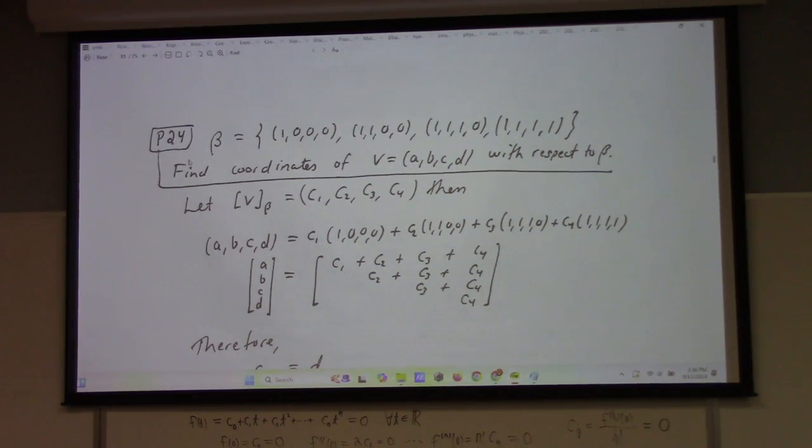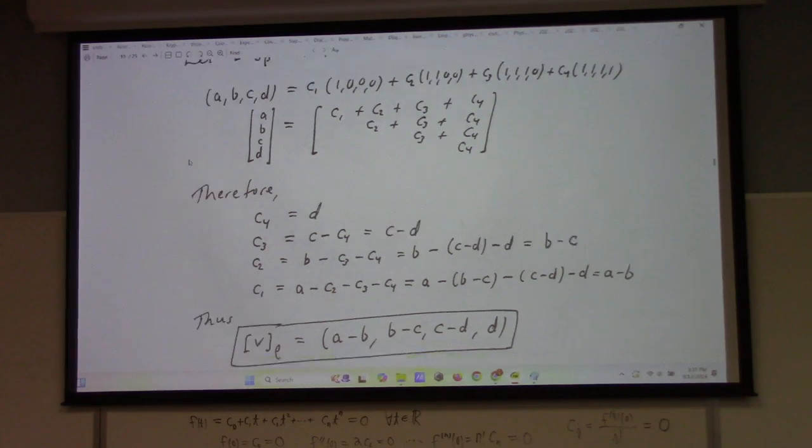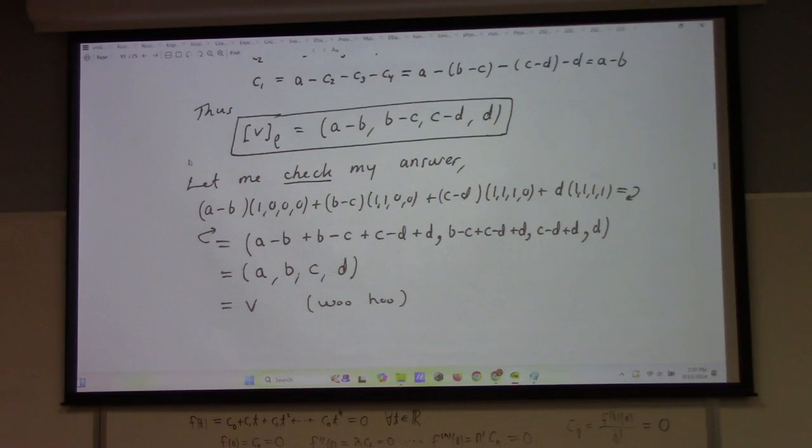Let's see here. Here we had a basis of 4 vectors. Find the coordinates of A, B, C, D with respect to beta. This is a pretty standard calculation, right? I just have to solve those equations for C1, C2, C3, the constants. And I do, and there it is. Hooray. And then I check my answer, and it works. Woohoo.